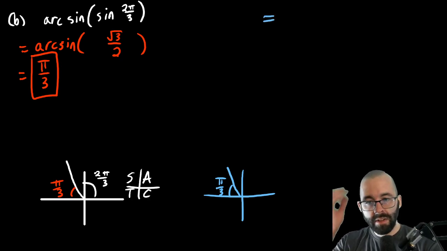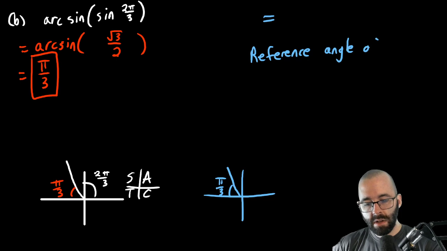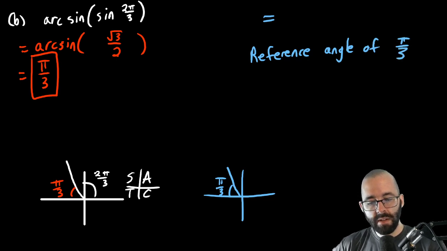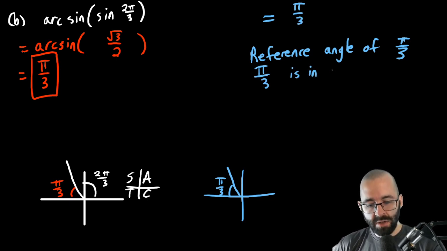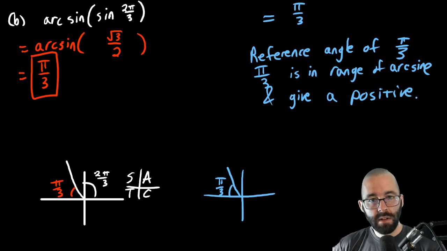If we use the blue method up here, we're going to say, okay, there's a reference angle of pi over 3. And then pi over 3 is in the range of arcsine and gives a positive angle. Okay, so just like 2 pi over 3.